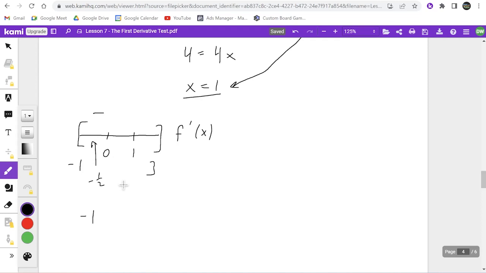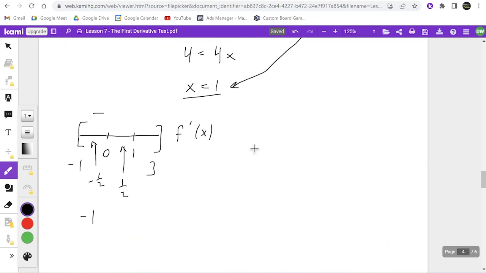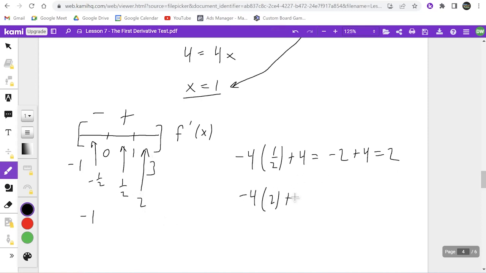Now I need to plug in a number between 0 and 1. Let's choose 1/2. And that's going to be the bottom one because 1/2 is greater than 0. So I'm plugging into -4x plus 4. So that means -4 times 1/2 plus 4 equals -2 plus 4. So you get 2. Positive. All I care about is the positive. I don't care about anything else. And then the last point, this is when we can choose a whole number. Let's choose 2. It's going to be -4 times 2 plus 4. It's going to be -8 plus 4. It's going to be -4, negative. So there we go. I've got my number line.